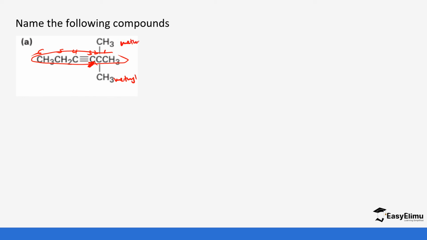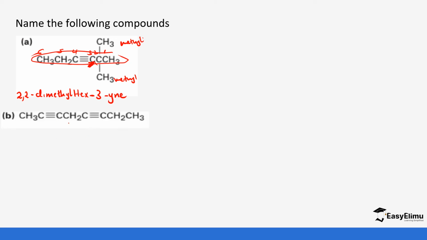So we do a few questions. So we have this. The longest chain is going to be this, and you number from this side 1, 2, 3, 4, 5, 6. So the triple bond is going to be at carbon number 3. We have a methyl here and a methyl, both of them at carbon number 2, so it's 2,2-dimethyl. And the parent name is 6 carbon, so it's hex. And then the triple bond is at carbon number 3, yne.